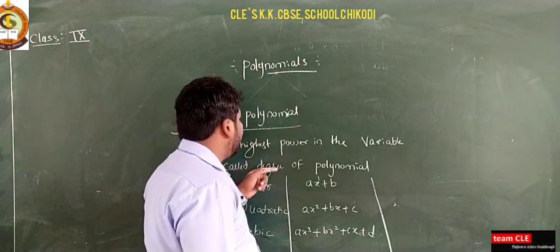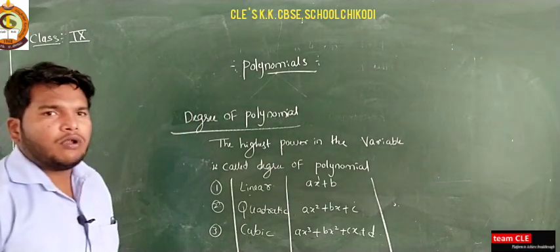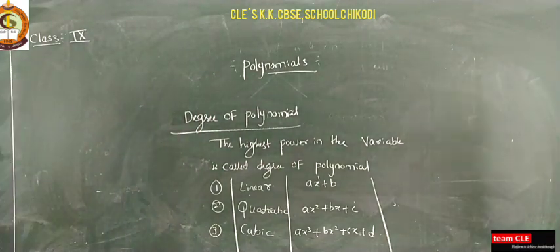Okay, so the degree of the polynomial says the highest power in the variable is called the degree of the polynomial. I think you have understood this concept.